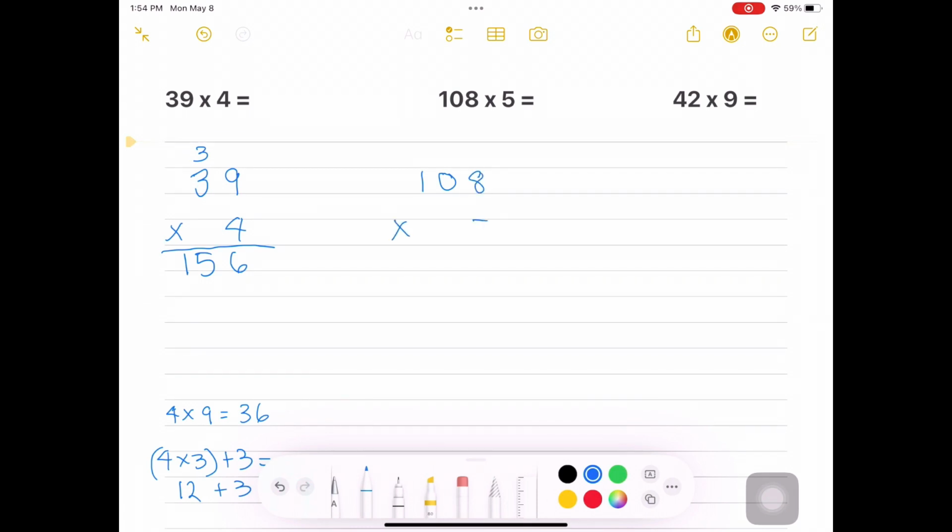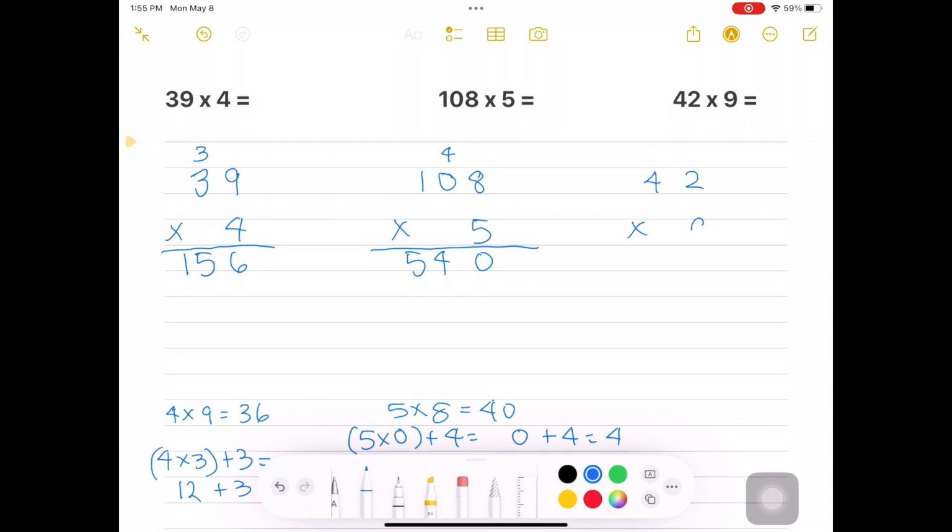108 times 5. Write out the numbers, spread out the digits, line up the place values. First, work with the ones. 5 times 8 equals 40. Write down the 0, carry the 4. Now 5 times 0, any number times 0 equals 0. So 5 times 0 plus 4 that was carried. So 0 plus 4 equals 4. You write down 4. And then you multiply by the hundreds column. 5 times 1 equals 5. 108 times 5 equals 540.